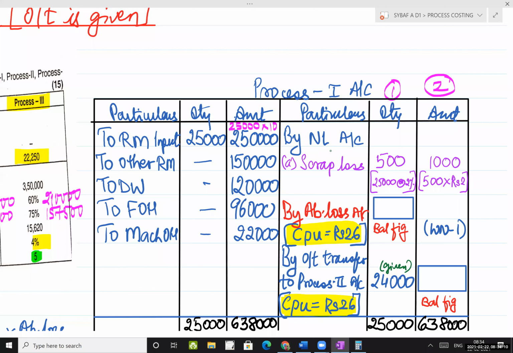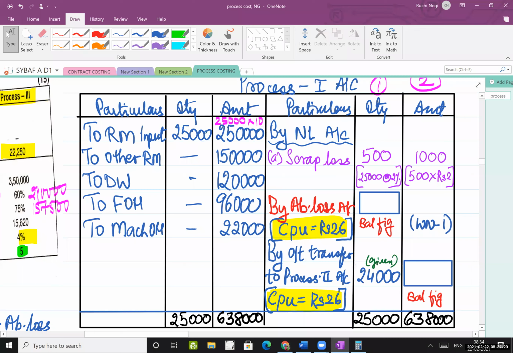Okay. Then come to the credit side, normal loss. Under normal loss, this is which loss? Under normal loss, this is scrap loss. Okay. Scrap loss का formula क्या है? It is a percentage on raw material input. So how do you calculate scrap loss का quantity?